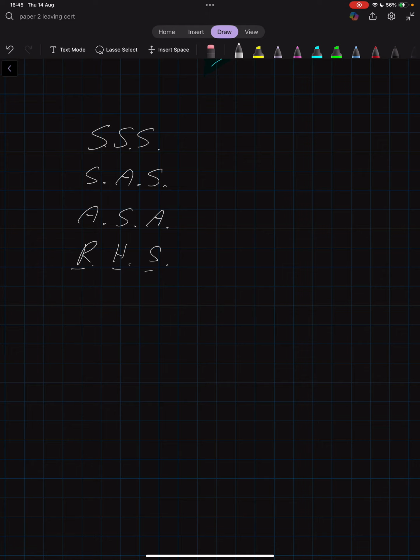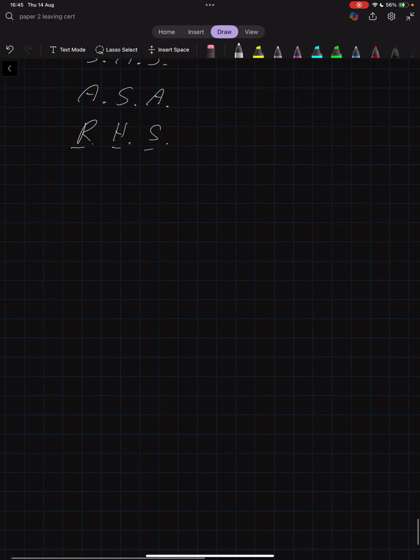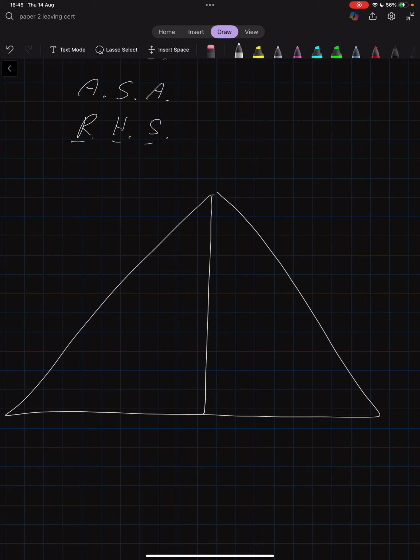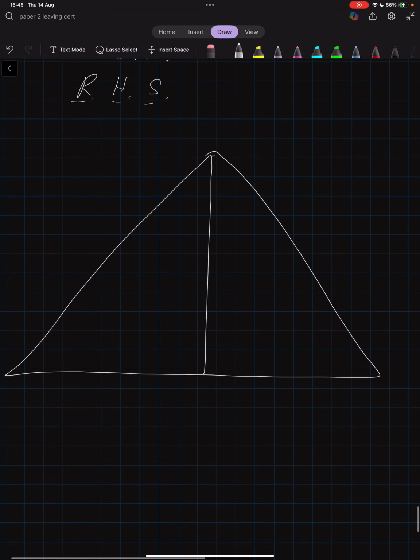Okay, I'll just do one proof. One would be something like this. You have this, this, this. This is D, G, F, and E. So I'm just labeling all the points. This is a right angle.